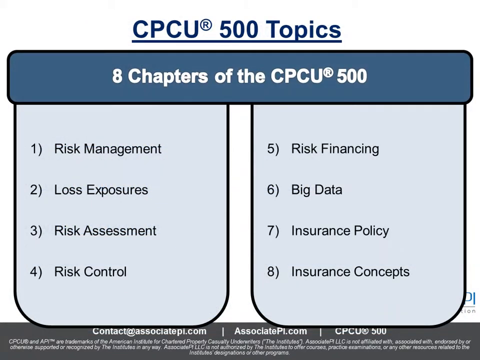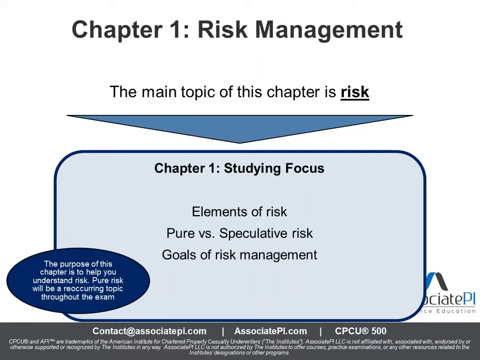So today we're going over the 8 chapters of the exam. There are 8 primary topics and chapters of the 500 exam. You can see them here: risk management, loss exposures, risk assessment, risk control, risk financing, big data, insurance policies, and insurance concepts. So now we're going to get into each chapter and go over what is important about each chapter.